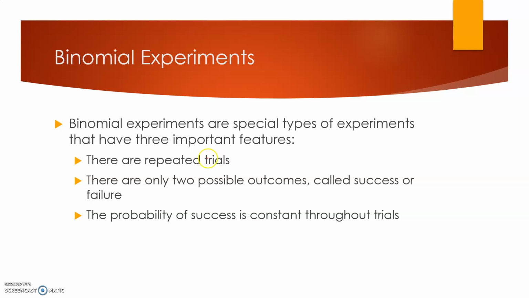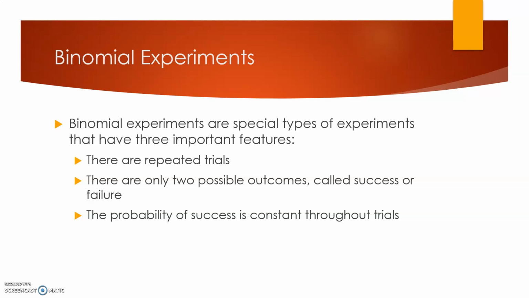The first one is that there are repeated trials. So it's not that I'm going to do an experiment one time and then stop. I'm going to do this several times. It's something that can be repeated or replicated. The other thing is that there are two possible outcomes, and we call them success or failure.